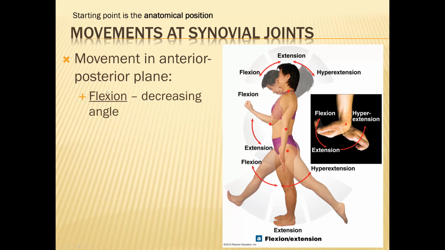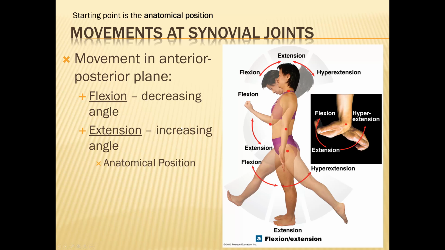But flexion is going to be decreasing the angle of a joint. If we look at the head as an example, if you move the head forward, so you're moving it in the anterior direction, you are decreasing that joint angle at the neck, and that is called flexion.